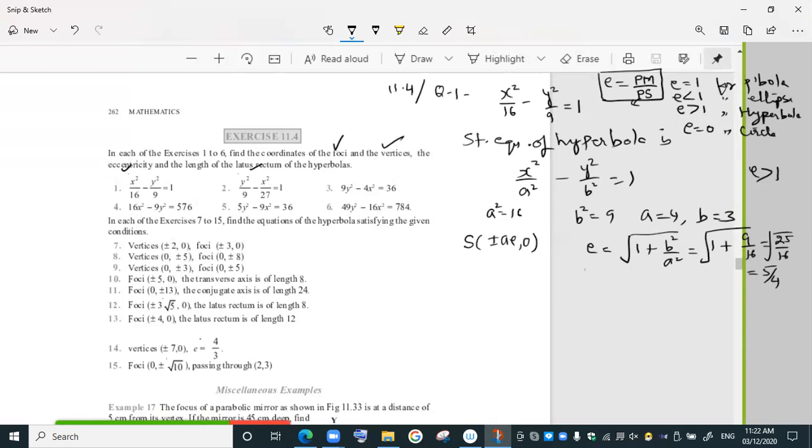We can put the eccentricity in a, therefore the foci coordinates will be plus minus a e, 0. a is 4, and e is 5 by 4, so that is equal to plus minus 5, 0. We got the foci. Now the vertices.